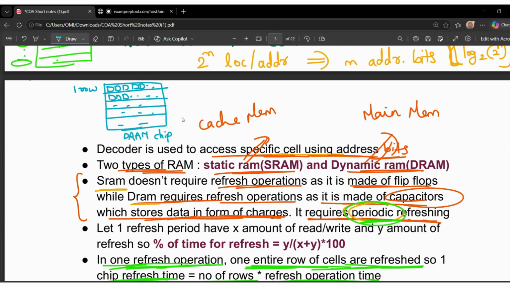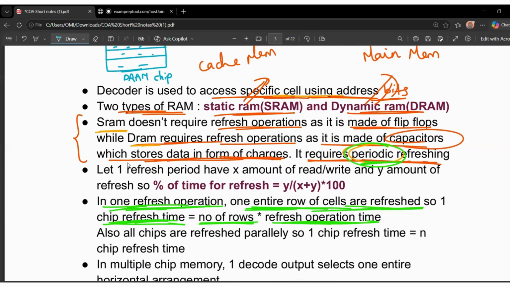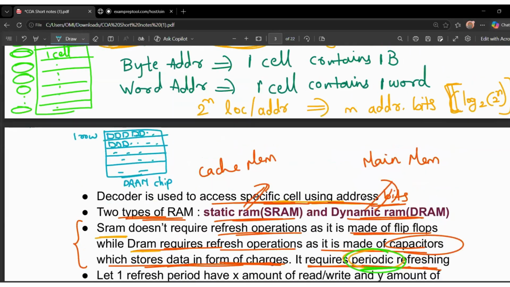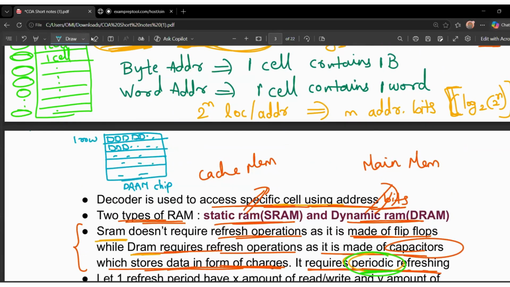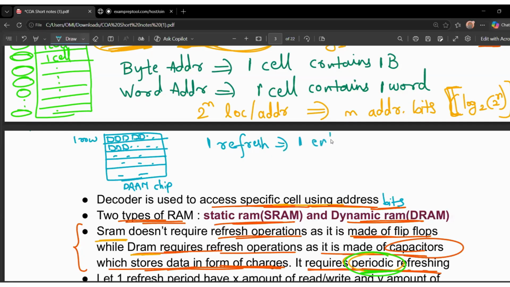Now what is given? In one refresh operation, what happens? In one refresh operation, one entire row of cells is refreshed. So this is the address bit. In one refresh, one entire row of cells will be refreshed, right?